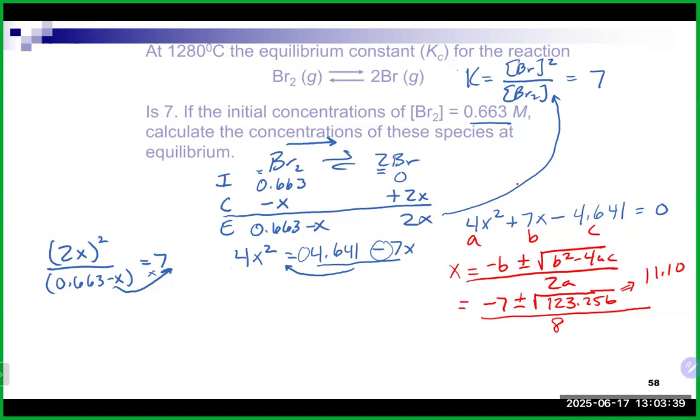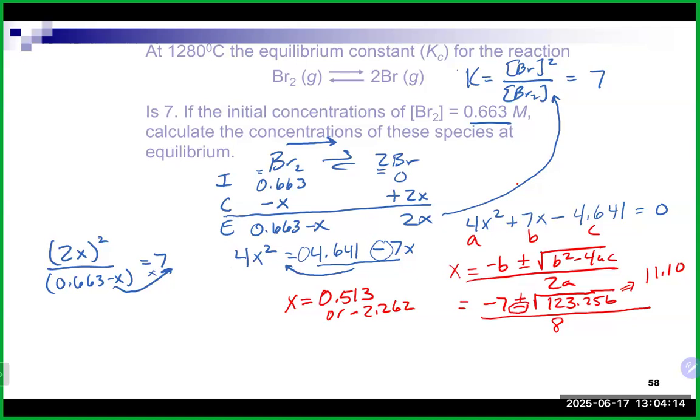So I'm going to take minus 7 plus 11.10 divided by 8 will give me an x value going the positive way of 0.513. I am then going to go back and do the subtraction here instead of adding. I'm going to go minus 7 minus 11.10 divided by 8, going to give me a negative 2.262. First off, any questions on how I got those numbers there?